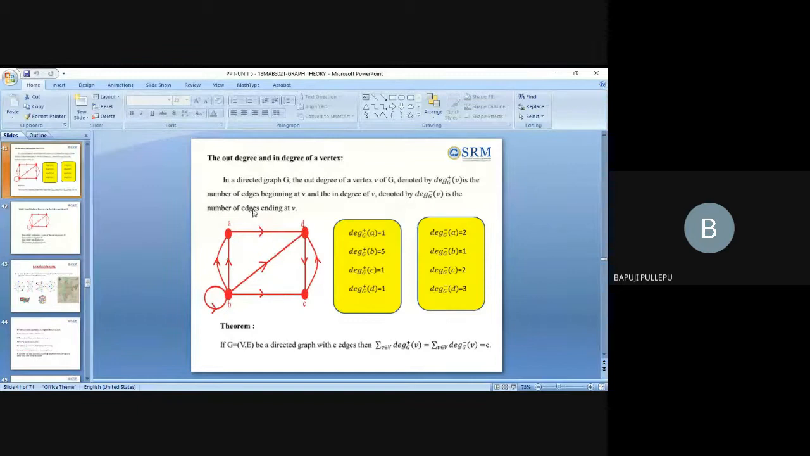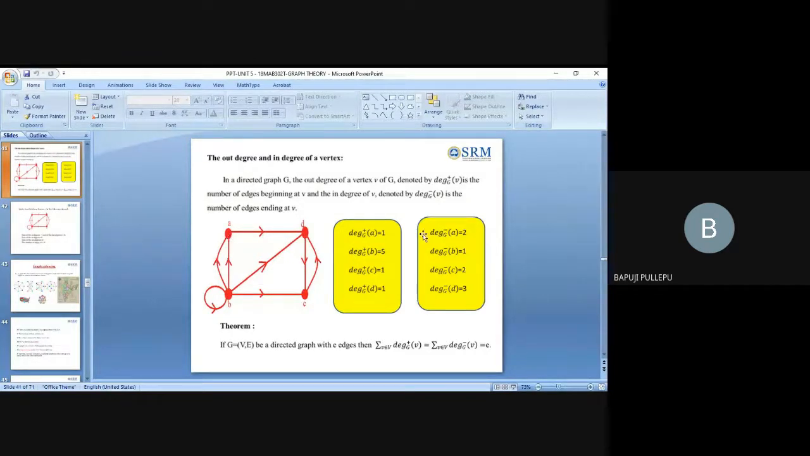Now, the out degree and in degree of a vertex. In a directed graph, the out degree of a vertex V is denoted by degree plus, the number of edges beginning at V, and the in degree of V is the number of edges ending with V. Now, degree plus of A is what? 1. From A starting to D, only 1. Degree minus is what? See, ending at D actually. This is reaching to D. This is reaching to A.